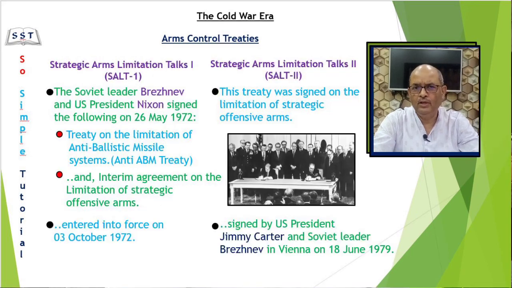The next is SALT 1, Strategic Arms Limitation Talks 1. The first round of strategic arms limitation talks began in November 1969. The Soviet leader Brezhnev and US President Nixon signed the following in Moscow on 26 May 1972. First, the Treaty on Limitations of Anti-Ballistic Missile System, ABM, and the Interim Agreement on the Limitation of Strategic Offensive Arms. It entered into force on 3rd of October 1972.